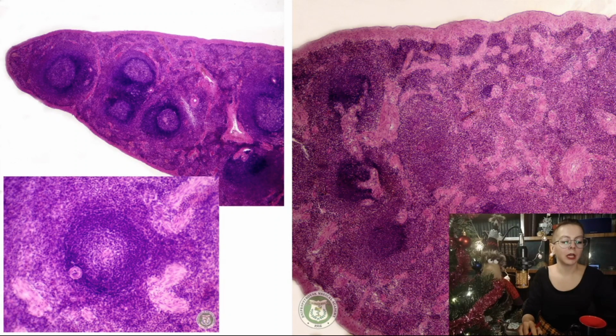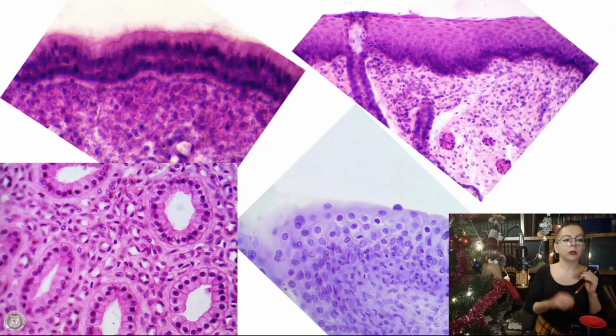Okay, let's move on. Now, epithelial tissues. Here you can see the specimen with a simple columnar epithelial tissue. Sometimes it is simple cuboidal, depending on the height of the cell. Here they are more columnar than cuboidal. And this is just the specimen, not of the organ, but of the tissue.